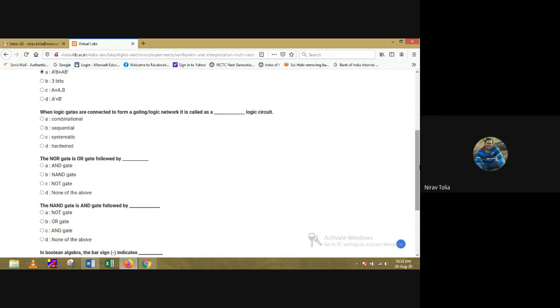Now the second one. When the logic gates are connected to form a gating or logic network, it is called as a which logic circuit? The first option is combinational logic circuit. The second one is sequential logic circuit. The third one is systematic logic circuit. The fourth one is hardwired logic circuit. So what is the answer? It is combinational logic circuit.